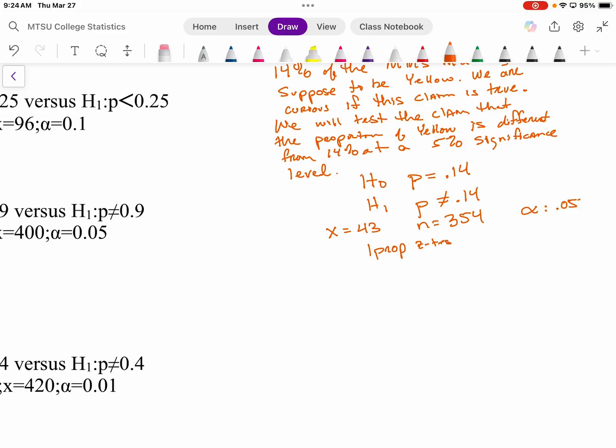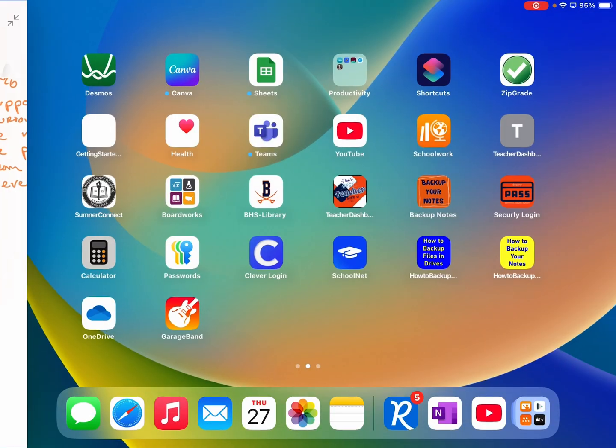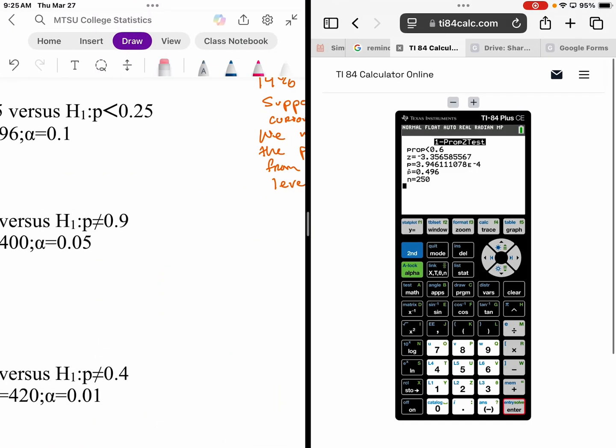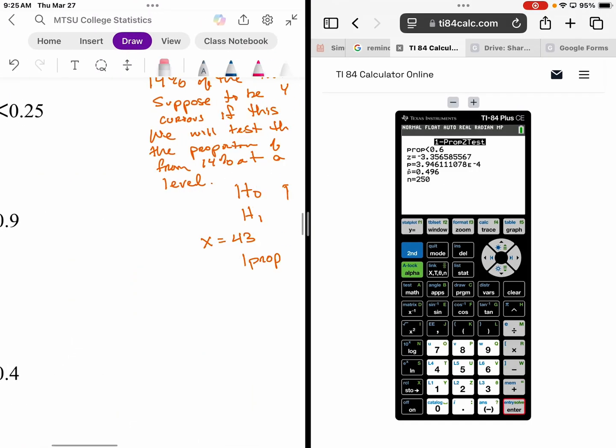So now with that in mind, let's do a one prop z-test. And again, our P naught is 0.14. That's what they publish. Our X is 43. Our N is 354. And we're doing the not equal to because we're saying it's different than 14%.